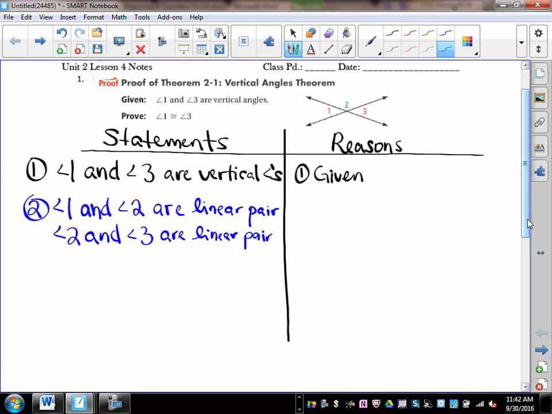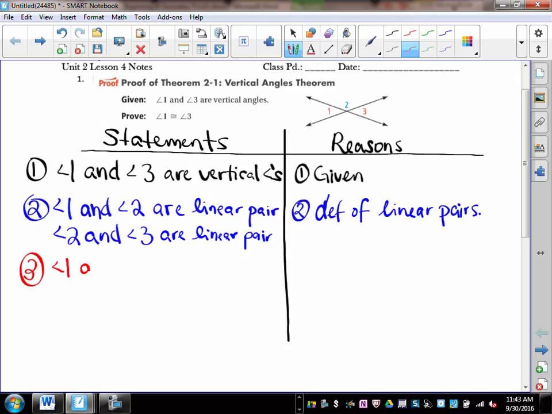How do we know that's true? Definition, right. The definition states that their non-common sides form opposite rays. We see that from the picture, so we know it because of the definition. So definition of linear pairs. Alright, now that I know they are linear pairs, what can I say? They're supplementary. Good.